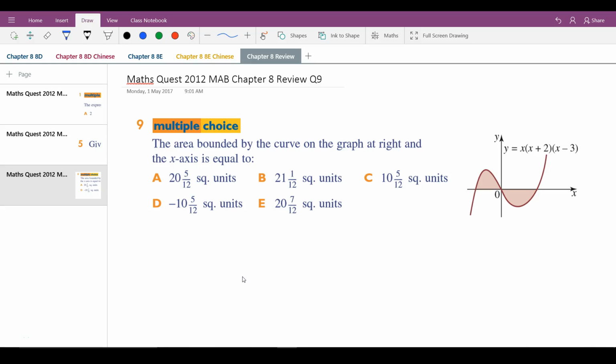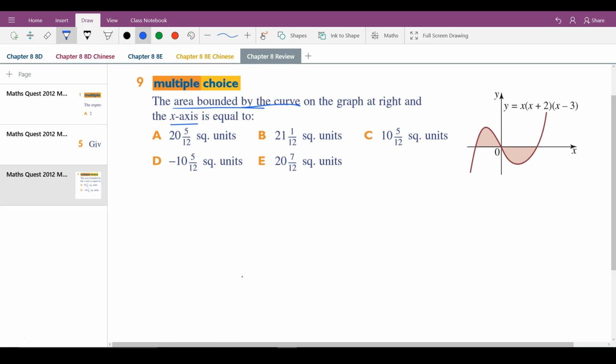Welcome. We are doing Math Quest 2012, Math B, Chapter 8, reviewed. Question 9, continuing from the previous videos. Another multiple choice question. The area bounded by the curve on the graph at right and the x-axis. So it's between the curve, the area bounded by the curve, and the x-axis, is equal to, well, we're supposed to find out.